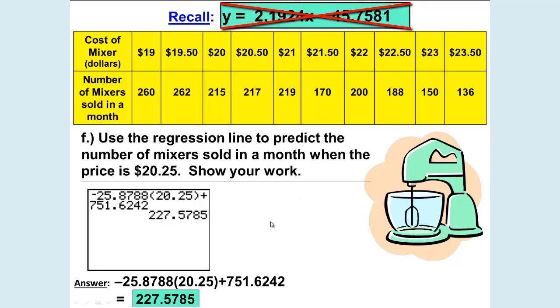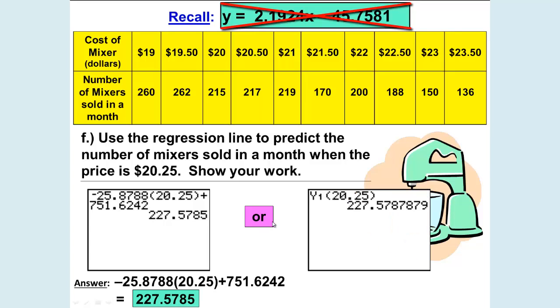We could also use the calculator if it's stored in Y1 and use the prediction, which is Y1 parentheses 20.25, and the calculator will substitute in 20.25 for the x in our Y1 equation. Either case gives us 227, and since we want this to be a whole number, we really should round that up to 228 in both cases.